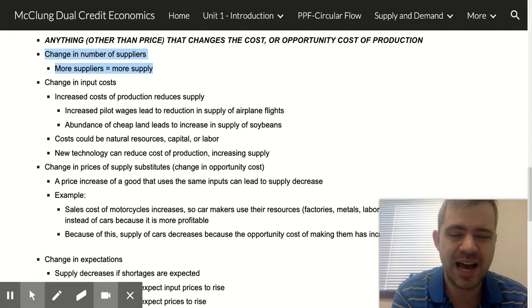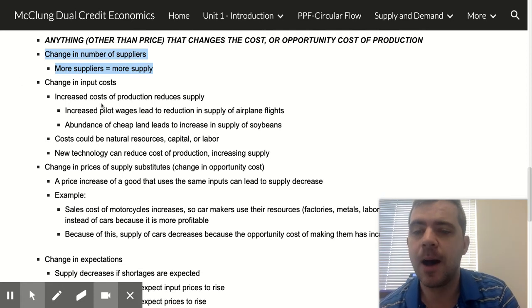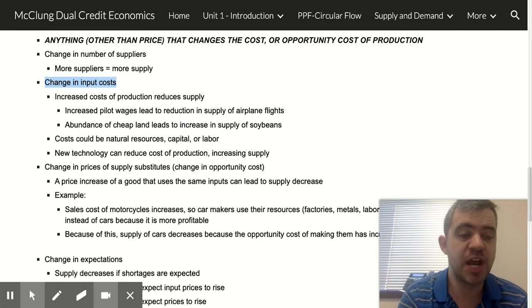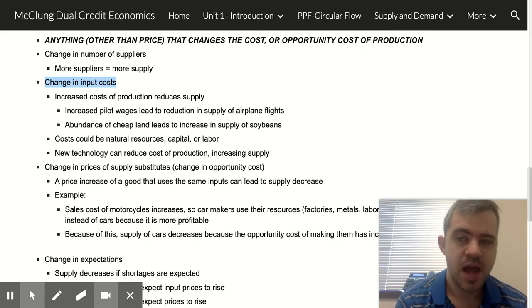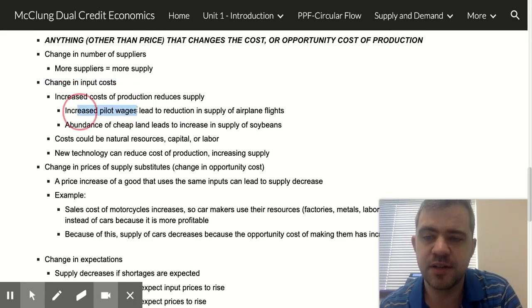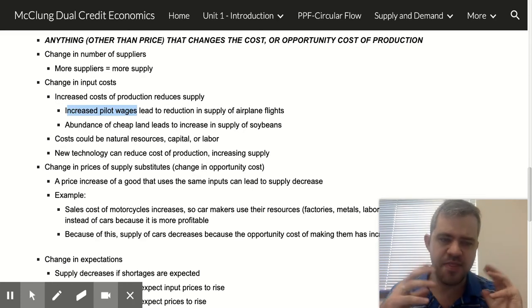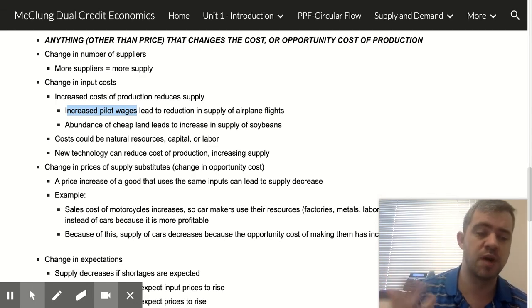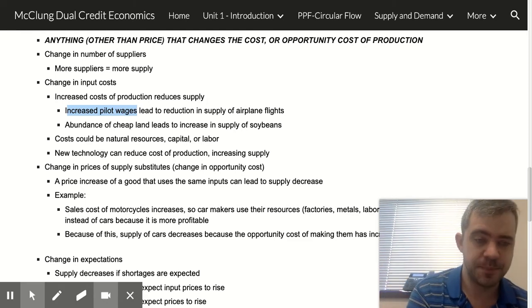The first is easy. More suppliers generally means more supply. Okay. The next, and this is probably the most common, is a change in input costs. So, for example, if you are an airline and all of a sudden pilot wages increase, okay, they've got a union and they ask for higher wages. Well, that's going to make it more expensive to run your business. So that's going to lead to a decrease in supply.